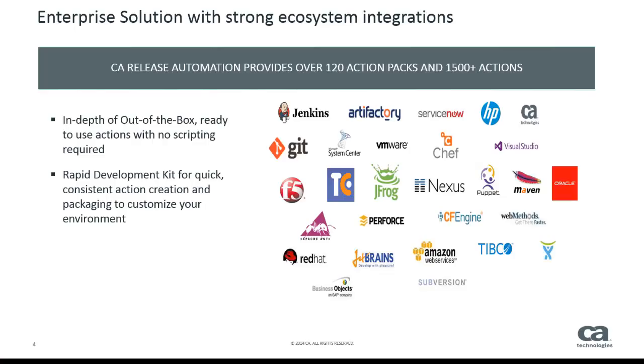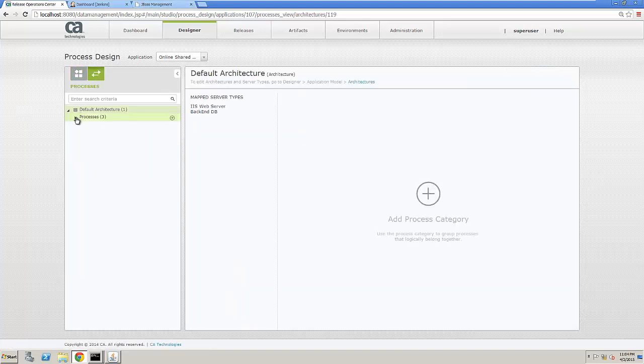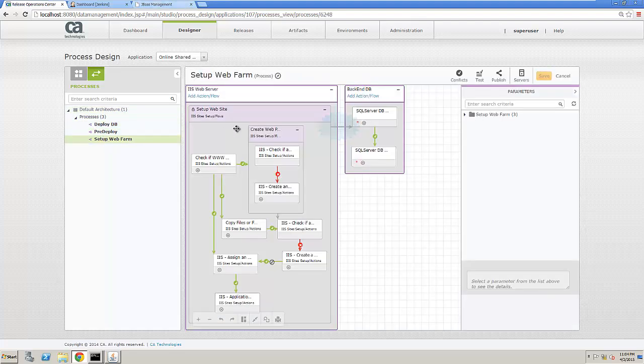There are over 1,500 actions built into CA Release Automation for a multitude of technologies that are the foundation for today's complex, mission-critical applications. Actions and workflows are combined together into processes that are cross-tier, with dependencies between the tiers represented as links between the workflows. In this way, the end-to-end deployment process for an application can be represented. The same reusable workflows can be combined in different arrangements with other components to represent a deployment to more or less complex architectures.